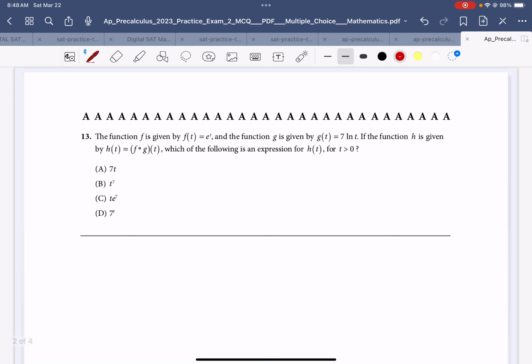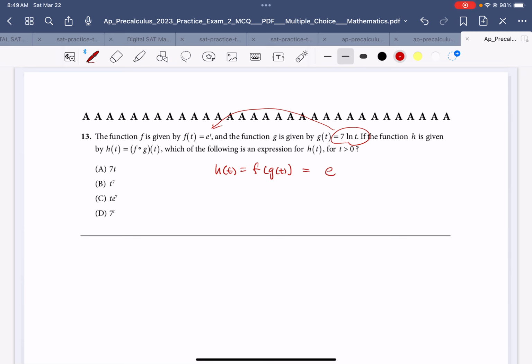Now number 13. The function f is given by f of t equals e to the t. The function g is given by g of t equals 7 times ln t. The function h is given by h of t equals f composite g of t, and which of the following is an expression for h of t, where t is greater than 0? Okay. So h of t is f of g of t. And g of t, you substitute into here.